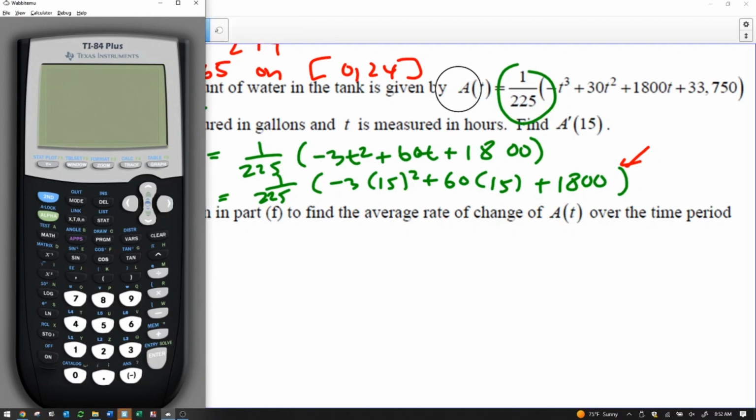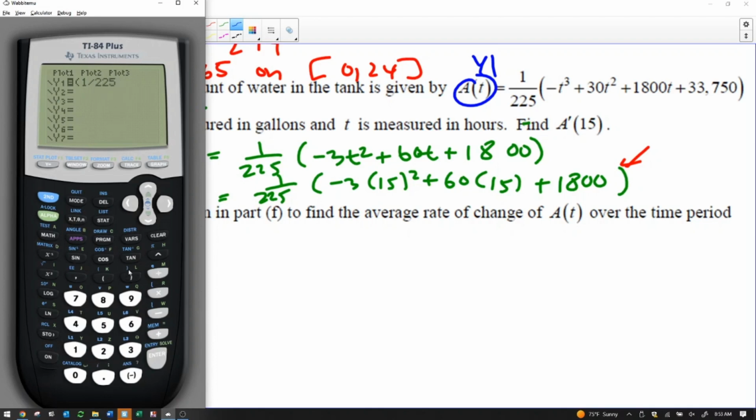You could store your A1, because it's such a complicated formula, you could store your formula A into Y1. So let me show you how to do that, and you can use Math 8 and pull the Y1. So please go into your calculator, hit your Y equals button, okay? Then type this in. You're going to like this. Type this in. So this is 1 divided by 225.